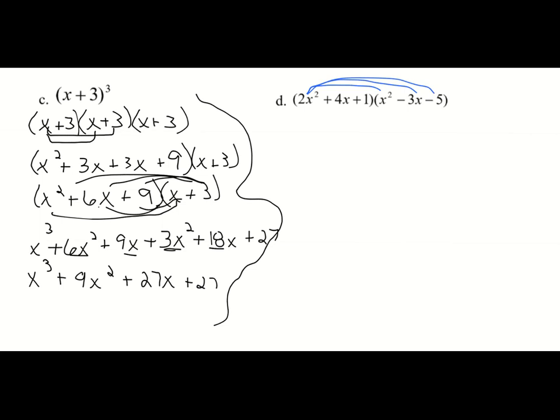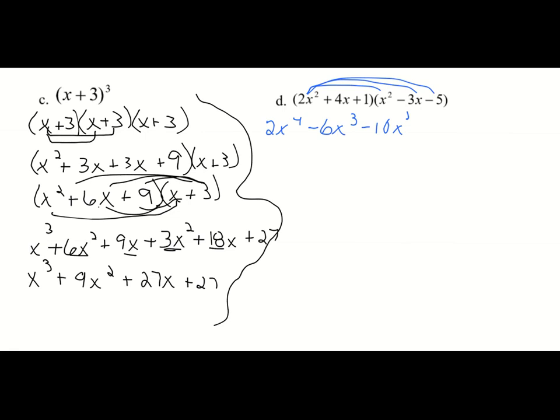So that is going to give me 2x to the 4th power, because x squared times x squared, 2 plus 2 is 4. 2x squared times negative 3x is going to give me negative 6x cubed. 2x squared times negative 5 is going to give me negative 10x squared. All right, I might not have enough room to write it all out.